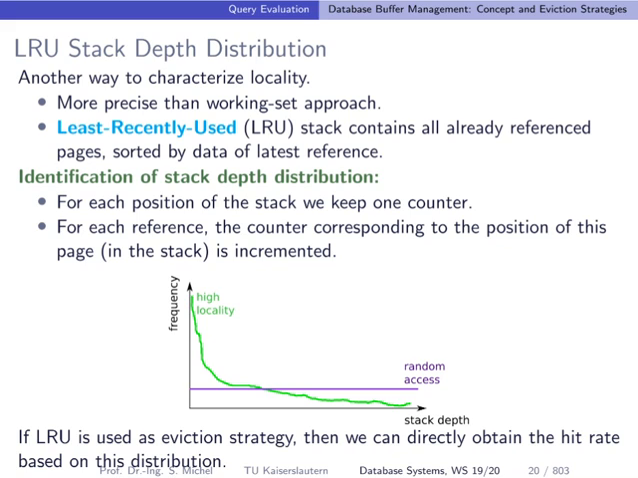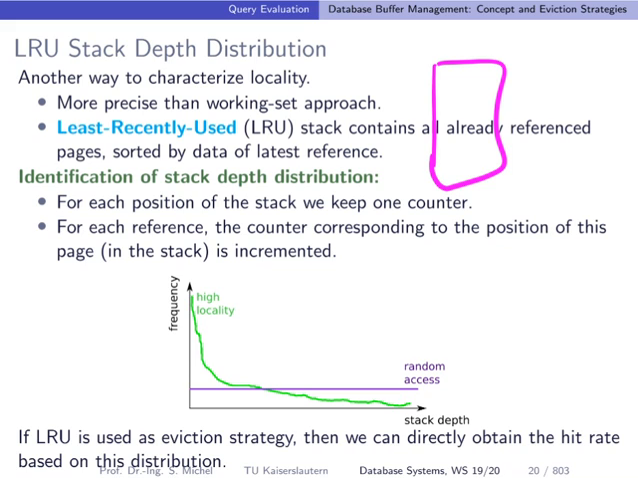As a last measure, we look at the so-called LRU stack depth distribution. It's another way to describe locality of access. Now this is very simple. Basically, we just take a stack, and whenever we reference a certain page, we put this page on top of the stack. So basically that means it's a list sorted by date of the last reference.